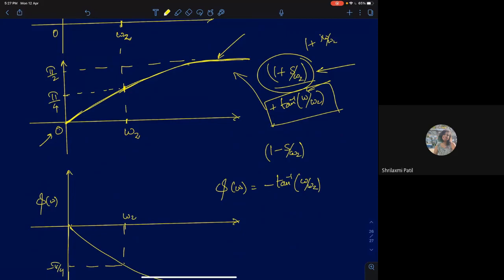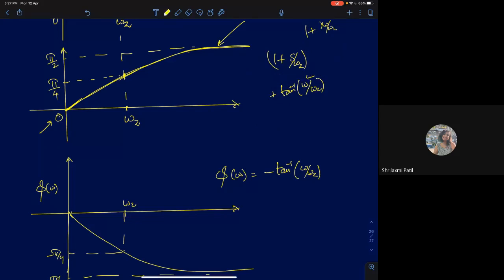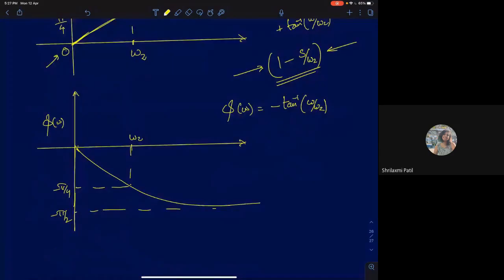Okay, so this is the other definition. We will now look at a system like this, 1 minus s by omega z. What do you think will be the phase shift of this system? 1 minus s by omega z. It will be the negative of this phase. It will be the same as the phase response of a single pole system. It will start at 0, go to minus pi by 4, and then minus pi by 2 towards the end. That's it. Max is minus pi by 2. So you see a right half plane 0 introduces a negative phase shift.